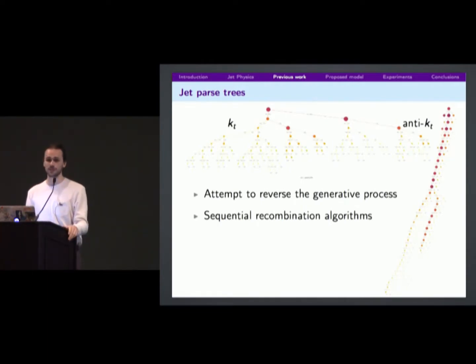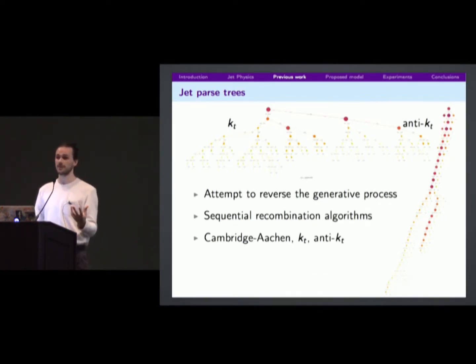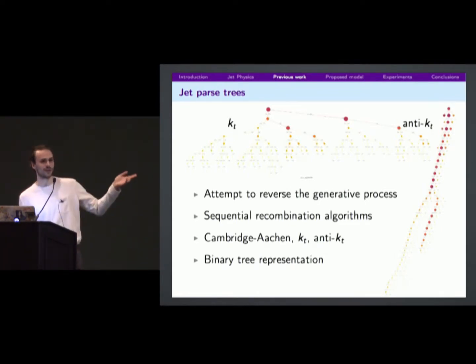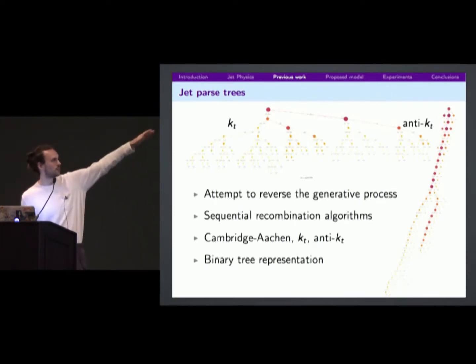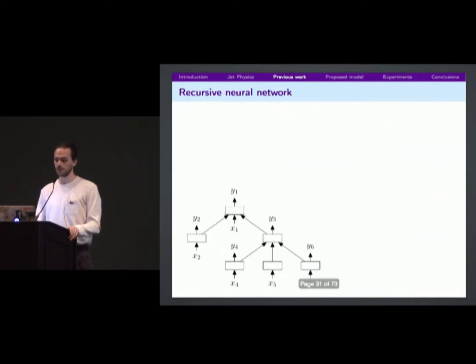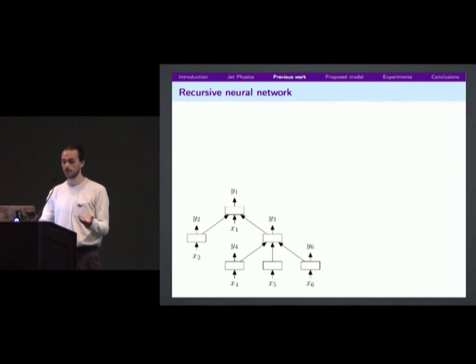And you have a number of different metrics that you can apply, and these are called Cambridge-Aachen, KT, anti-KT, which are physics motivated. So you have some physics motivated idea of the distance between the particles, between the measurements of the particles, their four-momenta, and you cluster on the basis of that. And this is neat. It gives you a binary tree representation, which means that it suddenly looks like a parse tree. It looks like a sort of NLP type problem, where you have subject phrase, noun phrase, and so on. And which means you can now use NLP methods that you would use on parse trees. So this motivates the recursive neural network, which is some other previous work that provides an extremely strong baseline.